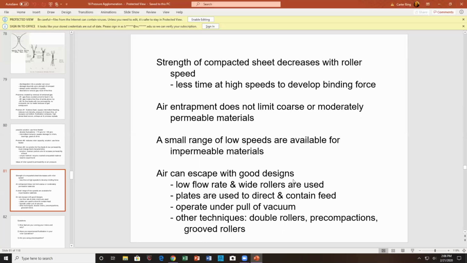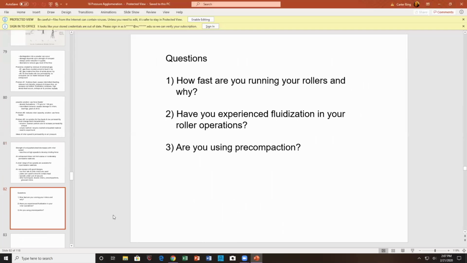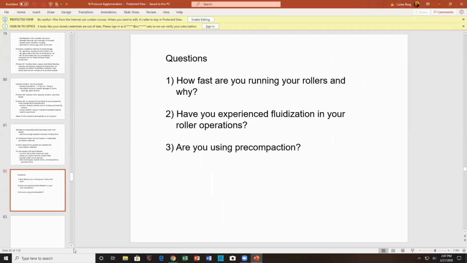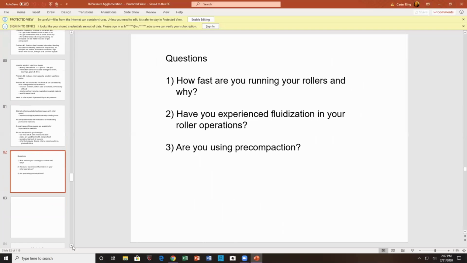Air can escape with good designs, low flow rates, and wide rollers. Plates are used to direct and contain the feed. Feeding is operated under pull vacuum. Other techniques: double rollers, pre-compaction, groove rollers. Some questions for you. I'm not into those.